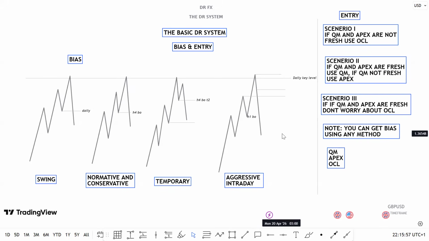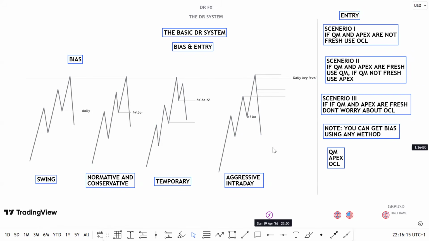Now, what brought about the doctor system models is that when the market refused to pull back to any of this, that's when you start playing our models. I'll show you guys a lot of examples and a trade we all missed on GBPUSD.